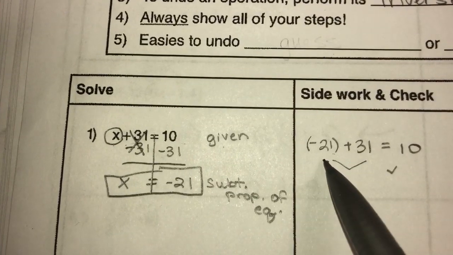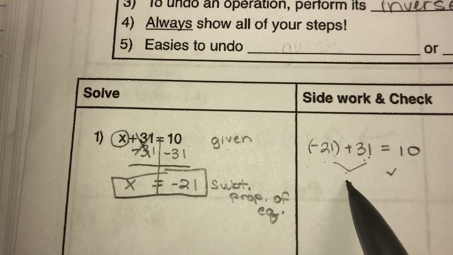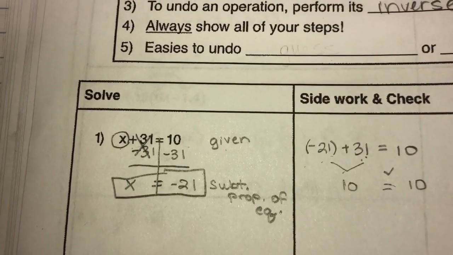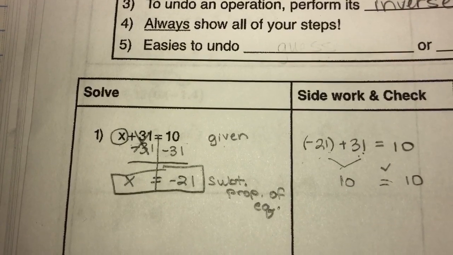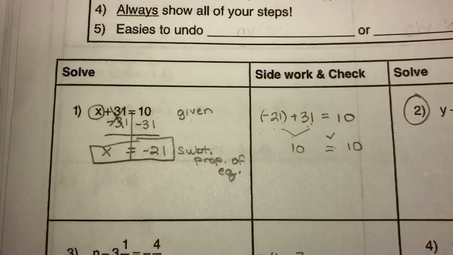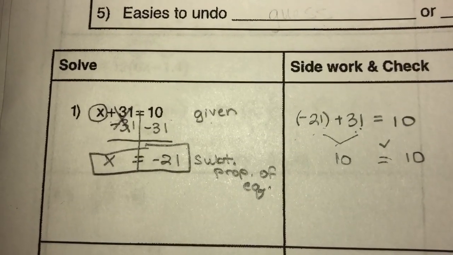Actually does come out equal. Negative 21 plus 31 is the same as saying 31 minus 21, and that gives us 10, and it does equal the other side, which is 10, and we could put a little check mark. All right, so that's the basic understanding of one-step equations. We're just going to look at the other operations as well.